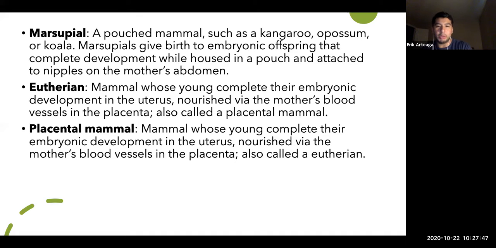Eutherian: a mammal whose young complete their embryonic development in the uterus, nourished via the mother's blood vessels in the placenta, also called a placental mammal. Okay. Placental mammals are mammals whose young complete their embryonic development in the uterus, nourished via the mother's blood vessels in the placenta, also called eutherians, right?